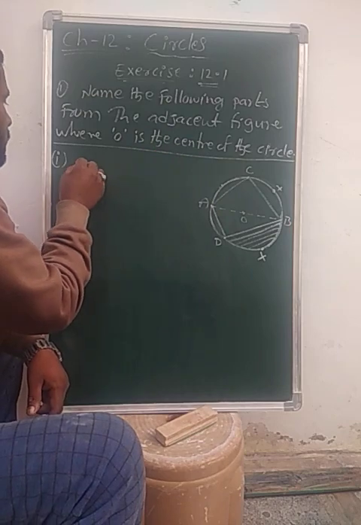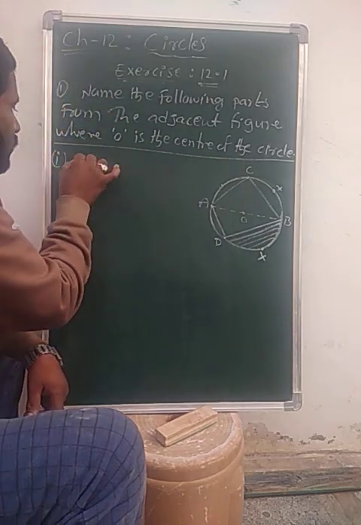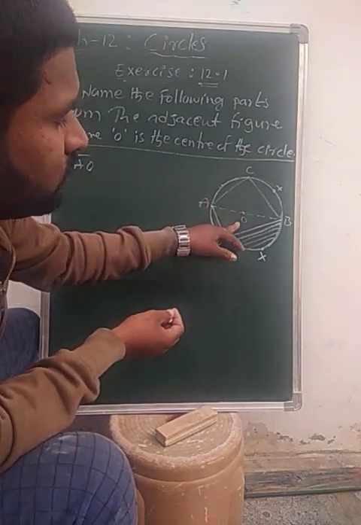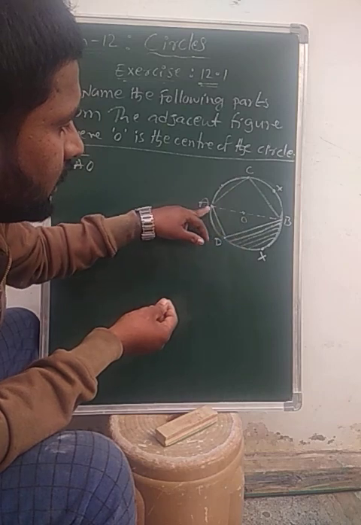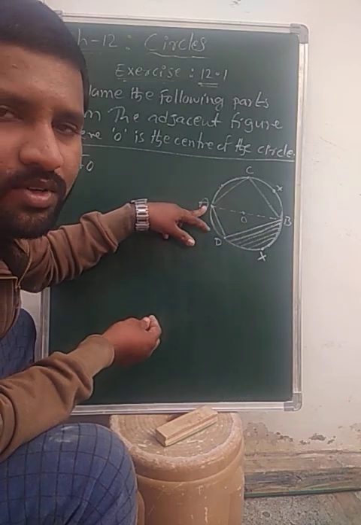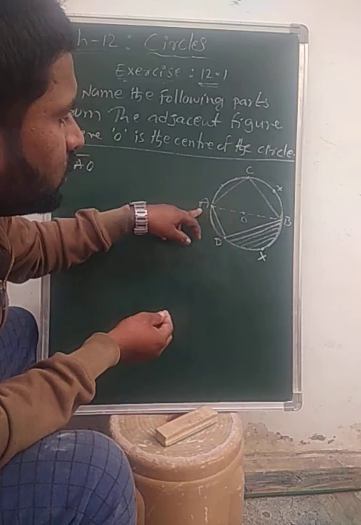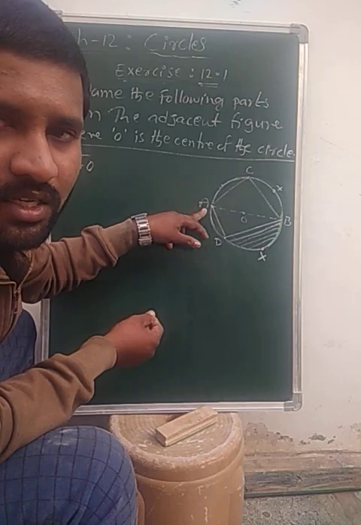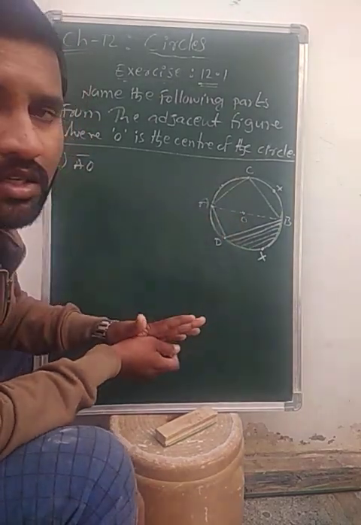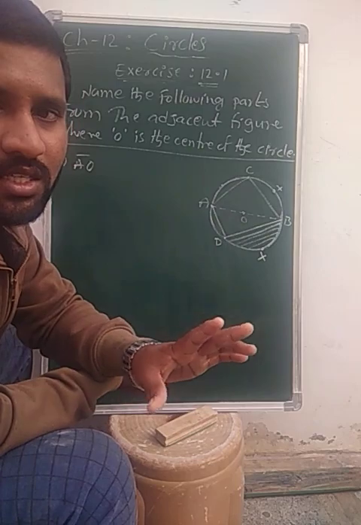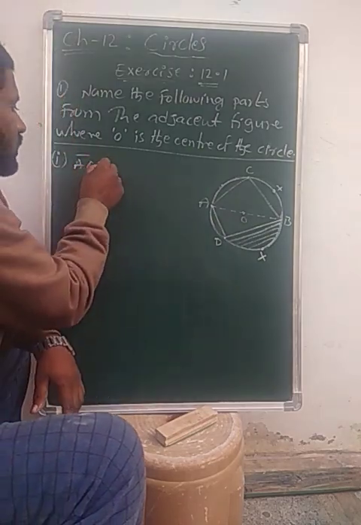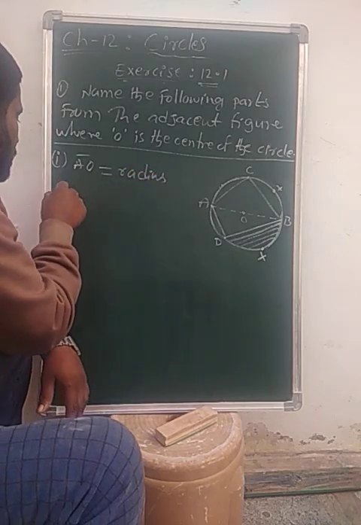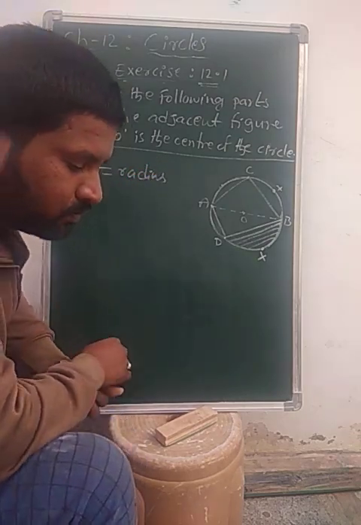In that first question, AO. From the figure you see, what is AO? O is the center of a circle and A is a point on the circumference of the circle. So from the center to any point on the circle is a radius. It is a fixed distance from the center to any point of the circle, the constant distance. That is the radius. So AO is the radius.